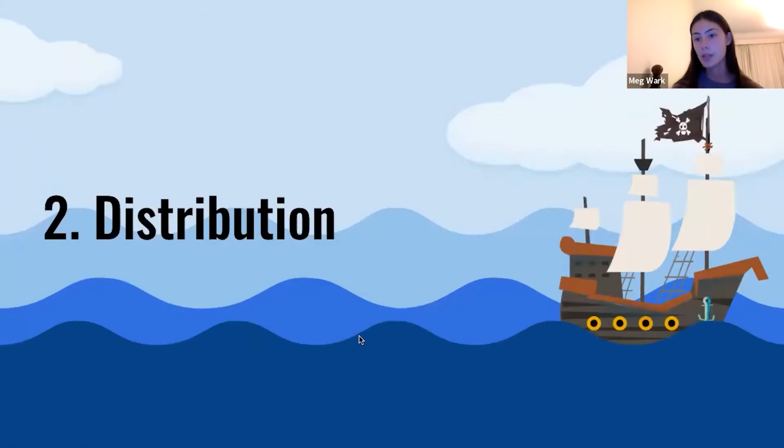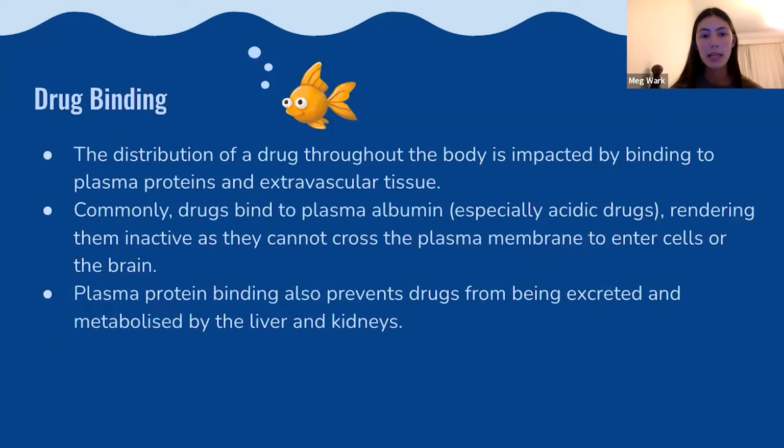So next we've got distribution. This is the second stage of pharmacokinetics: drug binding. This is the distribution of a drug throughout the body. It is impacted by binding to plasma proteins and extravascular tissues, like organs. Commonly, drugs will bind to plasma albumin, especially acidic drugs, and that's just a protein that travels in the plasma in your blood.